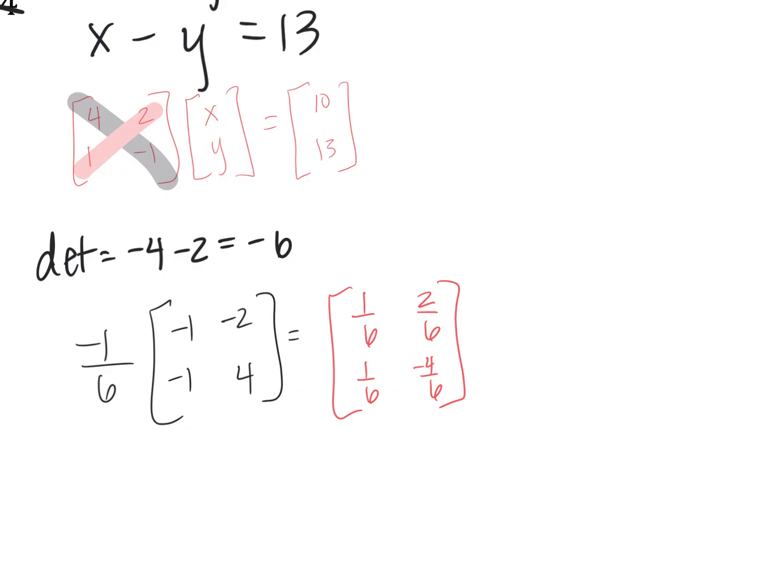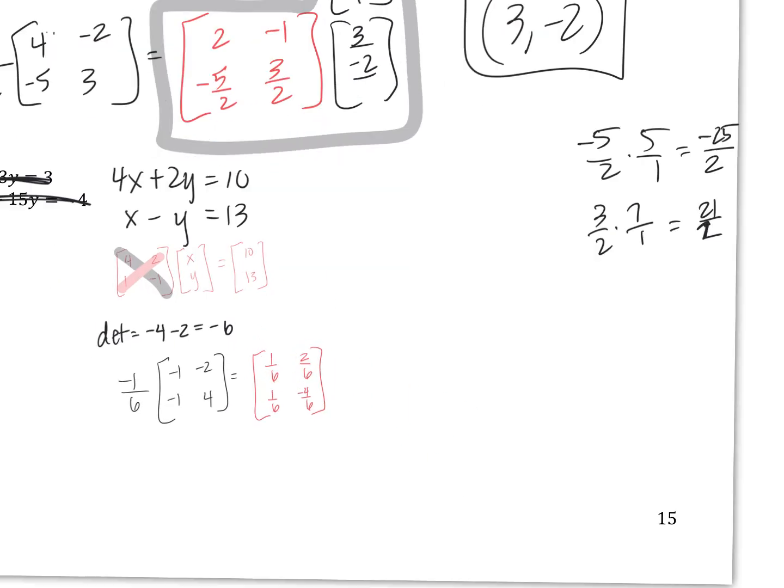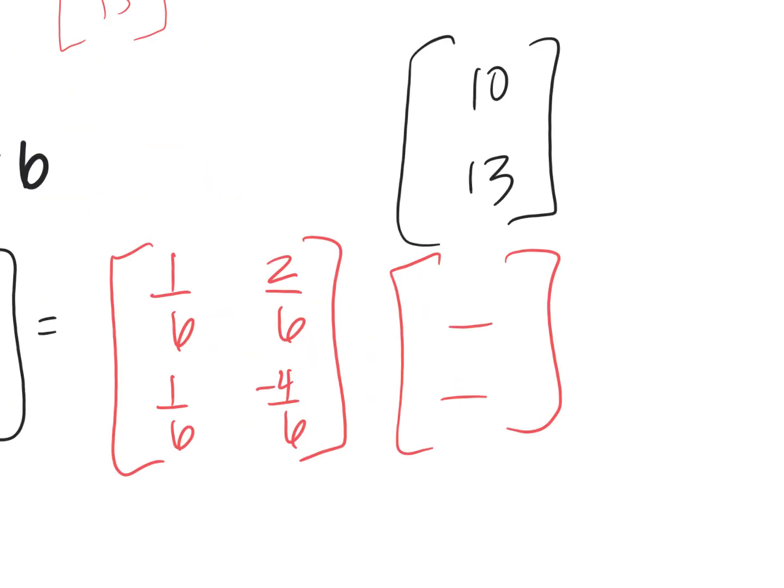That's the inverse, you guys. You guys, we're doing it. That's my inverse, which is right here. It says go multiply that by the constants. The constants are 10 and 13. Just as a reminder, let's go put that 10 and 13 right up here. And my answer is going to be a 2x1. We are smart. People, we got this.